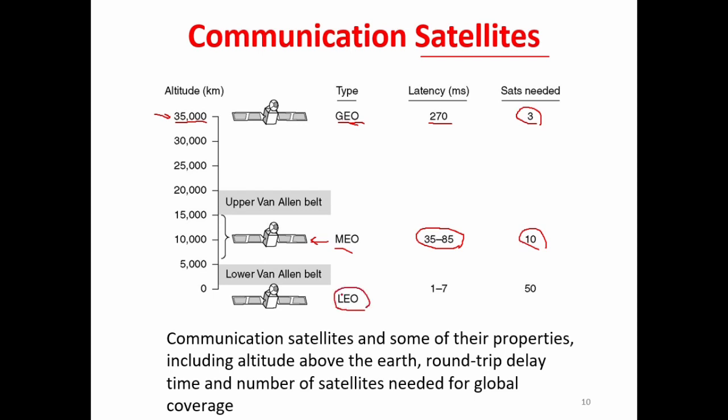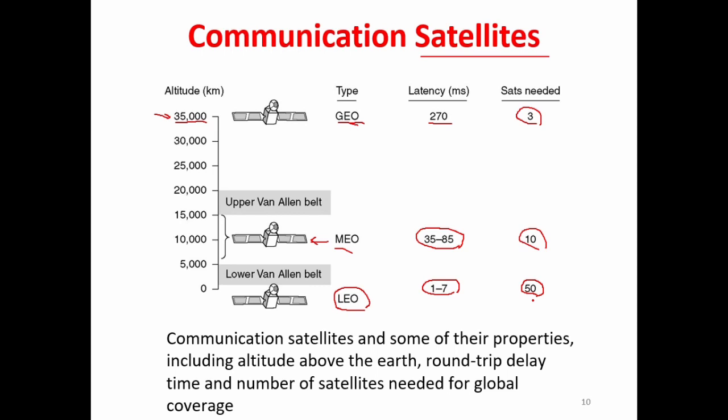So this is low Earth orbit. You can see the latency is almost negligible, so 1 to 7 milliseconds. But we need 50 of them, for instance, for global coverage of Europe. And this LEO, for instance, Starlink, the satellite communication by Elon Musk, uses LEO satellites.